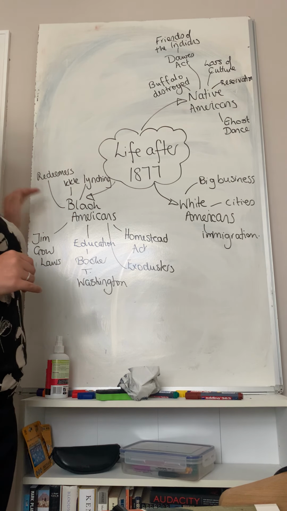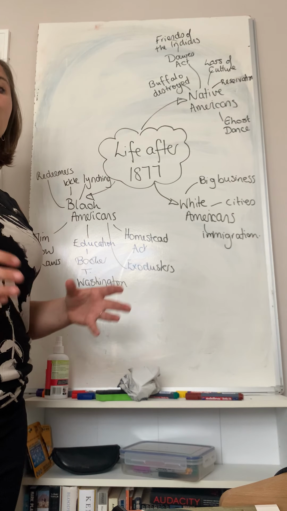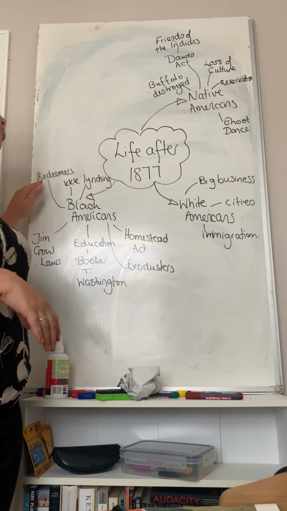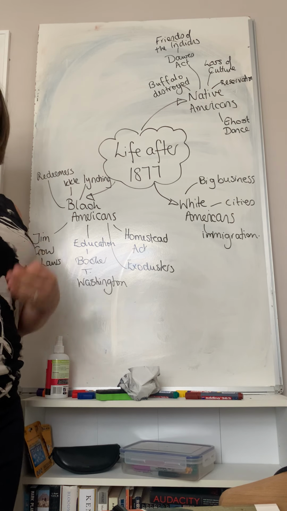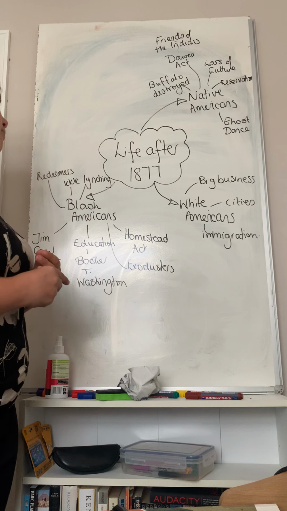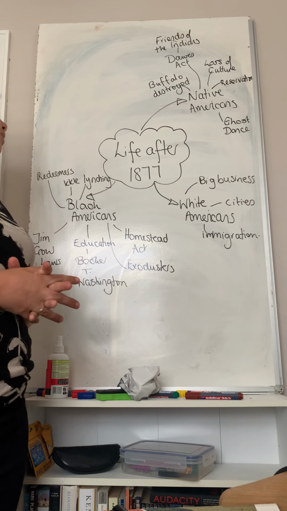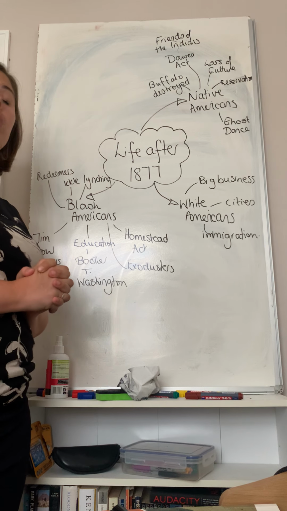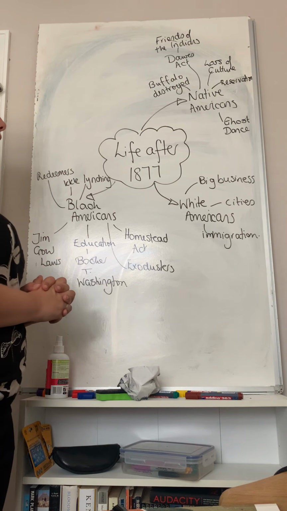And consequently, we see the growth of the Redeemers. These are a group of people who work in the South to try and install the Southern traditional values that were seen prior to the Civil War, almost instilling that racist belief back in. Consequently, we see the rise of that white supremacy group, the KKK, the Ku Klux Klan, and we see a rise in lynching against Black Americans.